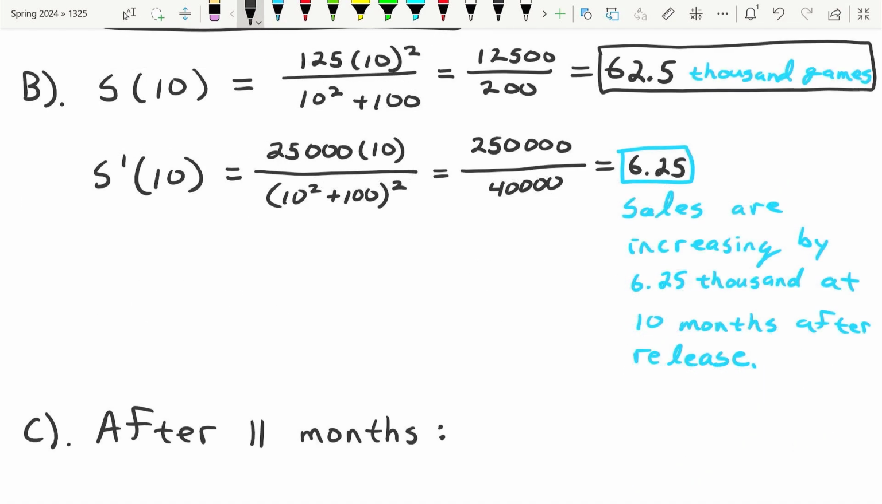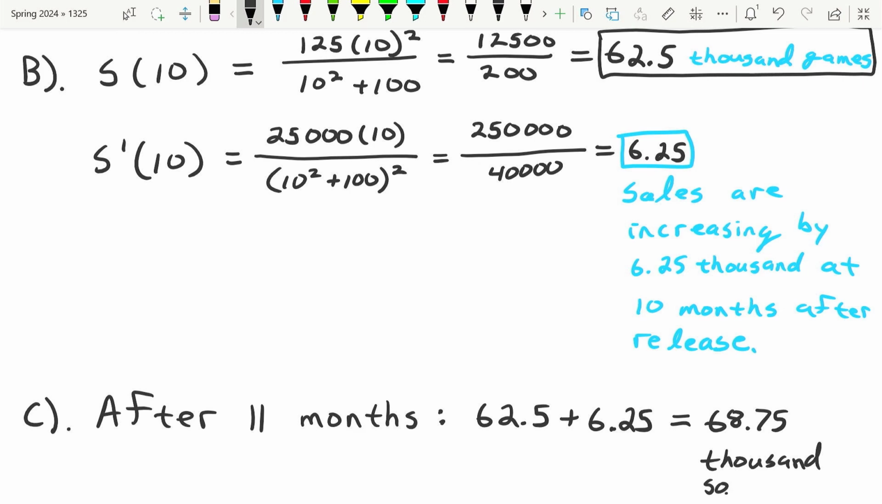So we can use that to approximate how much there'll be after 11 months. Since sales are increasing by that many a month, if we take how many have already been sold plus the new amount that they would be increasing by, so 62.5 plus the rate of change, 6.25, we would get 68.75 thousand. So that should tell us the total amount after 11 months.